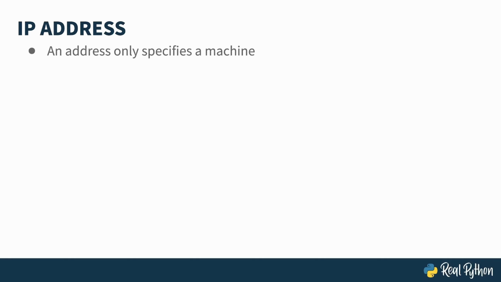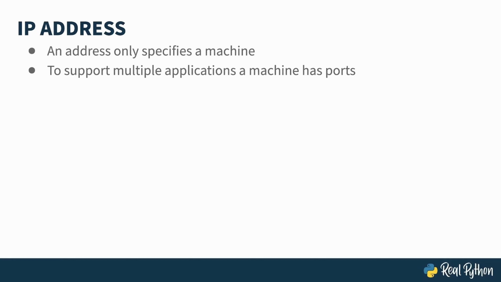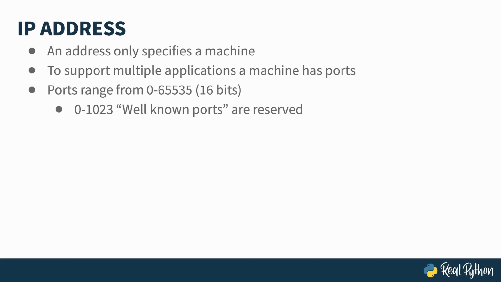An IP address only specifies a machine. In order to support multiple applications on a machine, you use ports. Port numbers range from 0 to 65,535. That's 16 bits or 2 8-bit bytes. The ports are grouped into 3 chunks. The first chunk, called the well-known ports, are reserved by the Internet Assigned Numbers Authority and correspond to the services and protocols you know and love. Port 80 is the web, port 25 is mail, and the list goes on. On most operating systems, you need special permissions to use these ports.